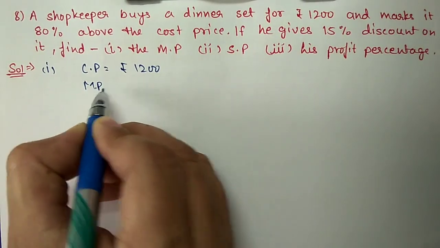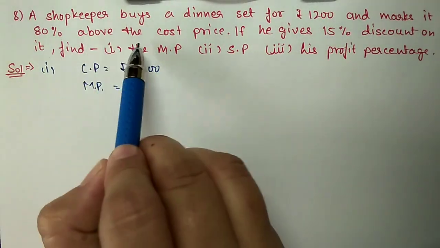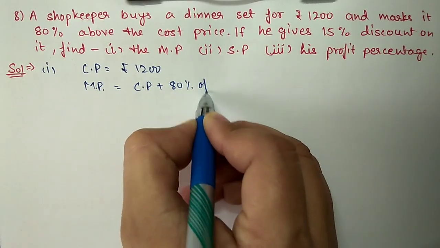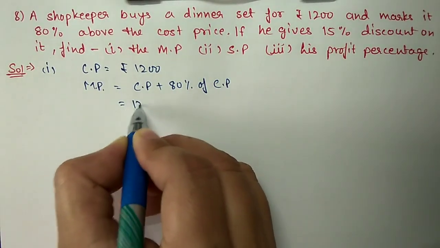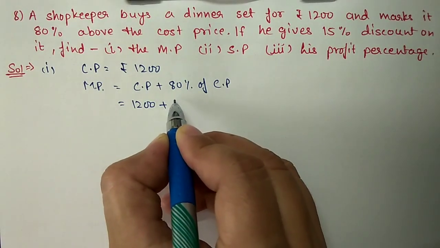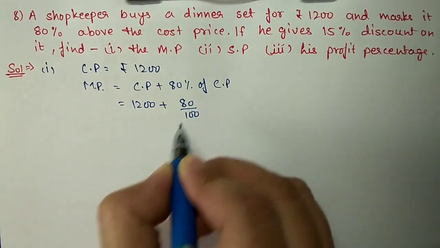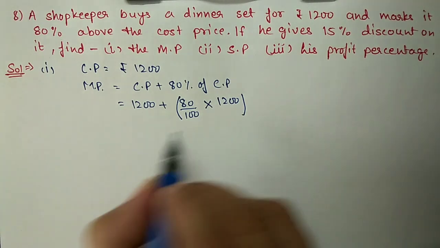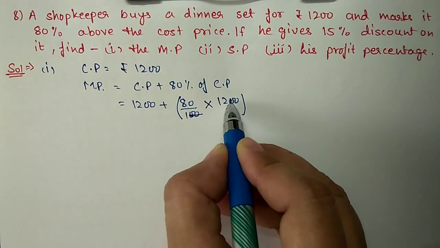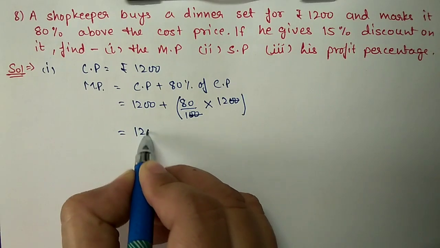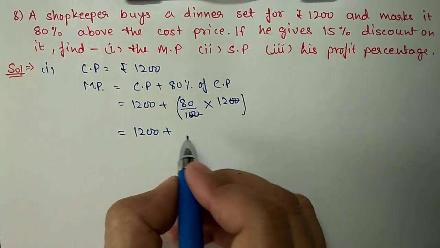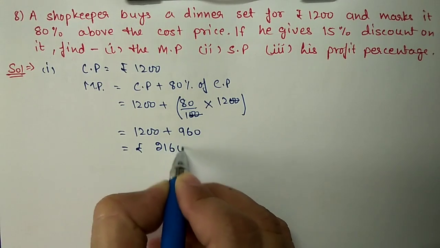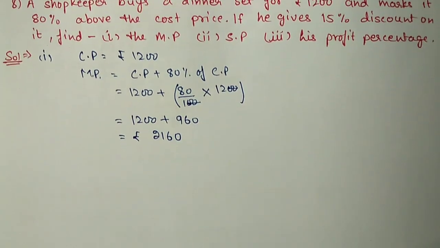So it is given in the question, mark price is 80% above the cost price. It means cost price plus 80% of cost price. So cost price is here 1200 rupees. Then we will take this one, 80% means 80 by 100 of, means multiplication, 1200. So first this calculation we will do and then we will add. So 0 to 0 we can cancel out. 80 into 12 will be 960 rupees, 1200 plus 960, so we will get 2160 rupees. So mark price is 2160 rupees.